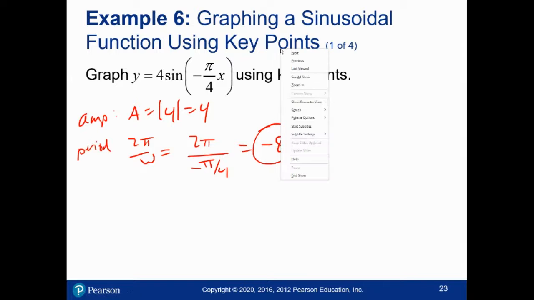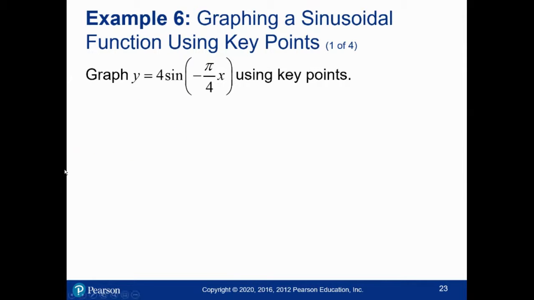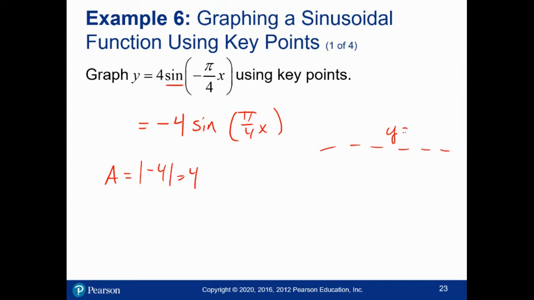So the first thing you need to do is exploit even-odd properties so that the number multiplying x is not negative. So the first thing I'm going to do is use the fact that the sine function is odd and call this negative 4 times the sine of pi over 4x. Now I can say the amplitude is the absolute value of negative 4, which is 4. So in my graph drawing, whatever happens, it's trapped between y equals 4 and y equals negative 4. Okay. Now what's my period?